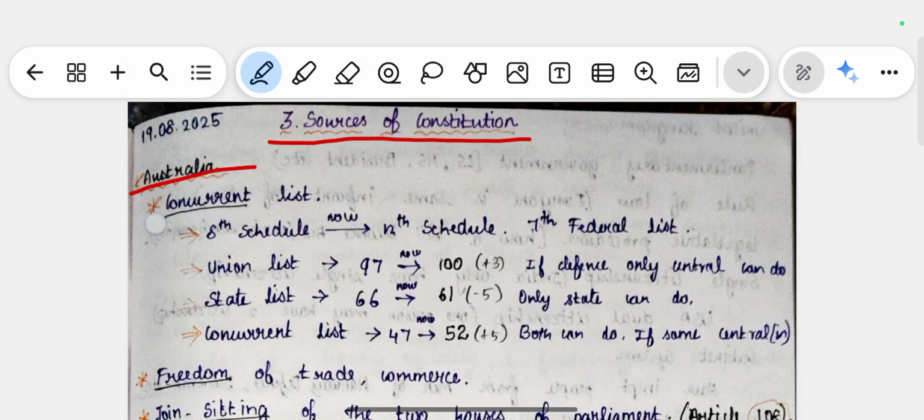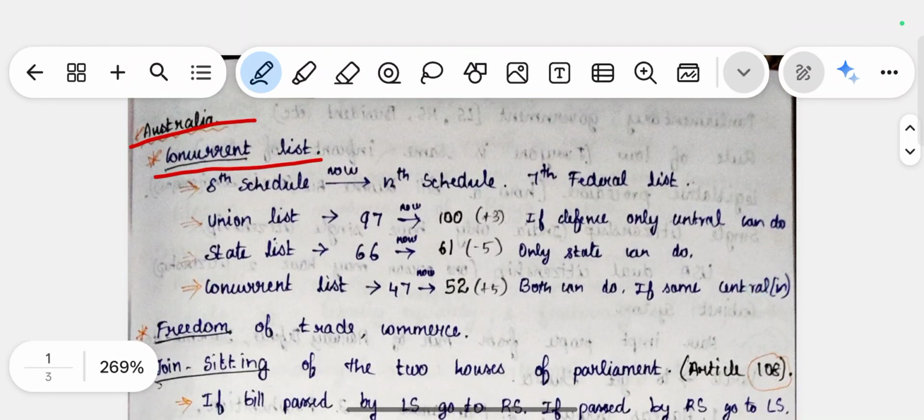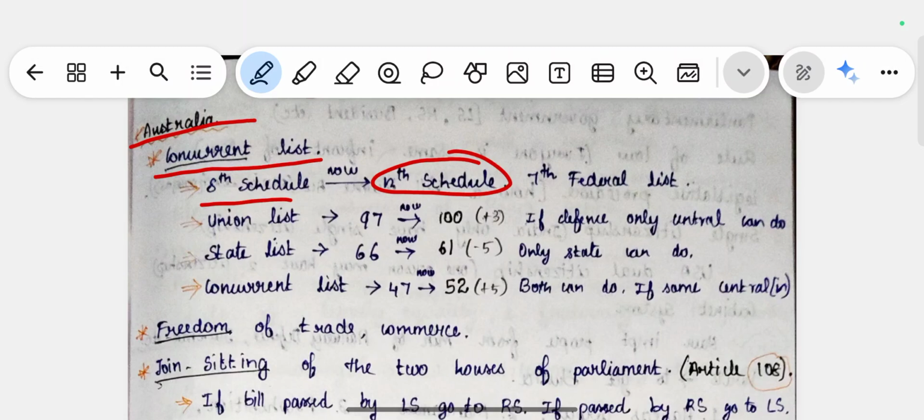The concept of concurrent list was taken from Australia. Like in our constitution, we had 8 schedules at the time of the constitution. Now we have 12 schedules. Out of the 12 schedules, the seventh schedule is about the federal list, which means it has three lists. The first is the union list, another is the state list, another is the concurrent list.